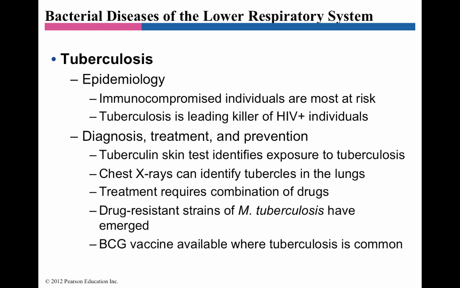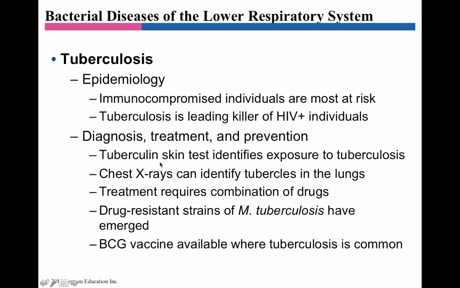Other risk factors can include things like diabetes, poor nutrition, stress, crowded living conditions, alcohol and drug abuse, smoking, any other reason that you would have lower immunity, even reaching elderly status. So as you age, it puts you at a higher risk. Diagnosis for this is done with a tuberculin skin test.